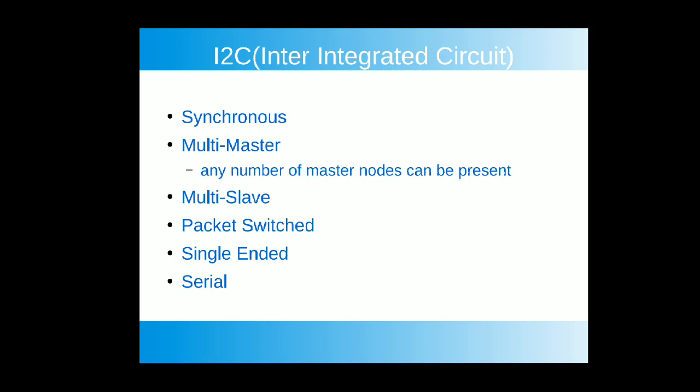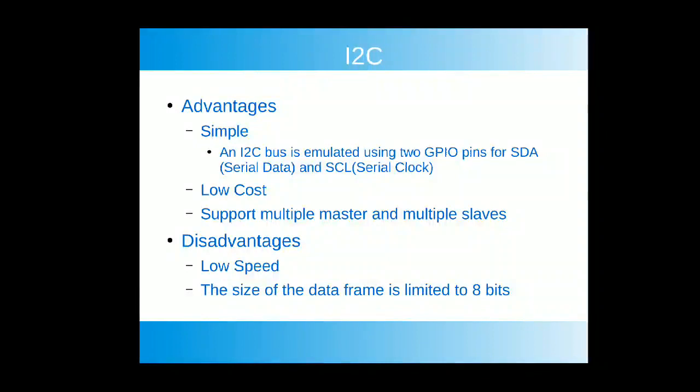Since it is a single-ended protocol, only one data line is needed for communication, and it is also a serial communication. In comparison to other types of protocols such as SPI and UART, the I2C protocol offers a lot of advantages. The main advantage of the I2C protocol is that it is very simple, because in order to establish a communication link between two devices, we only need two electrical wires.